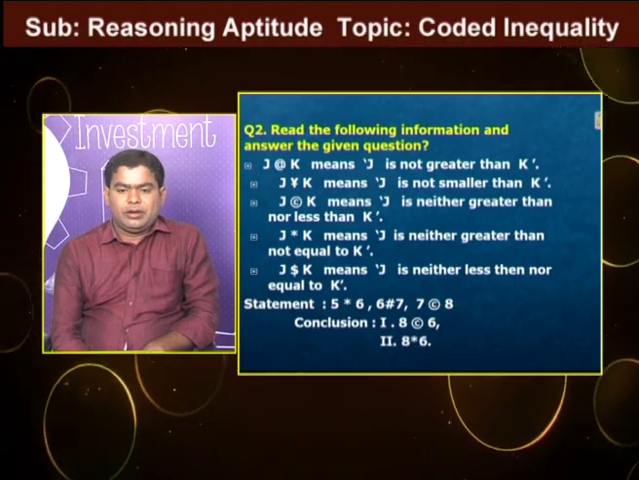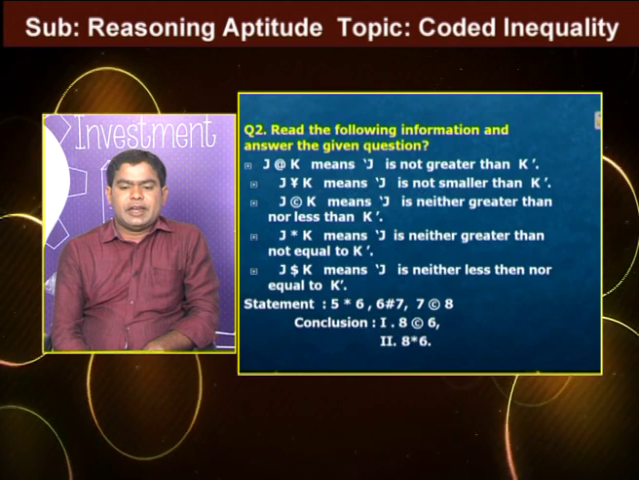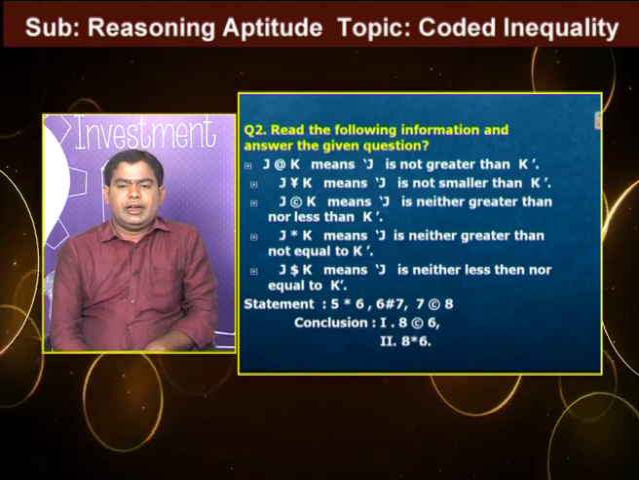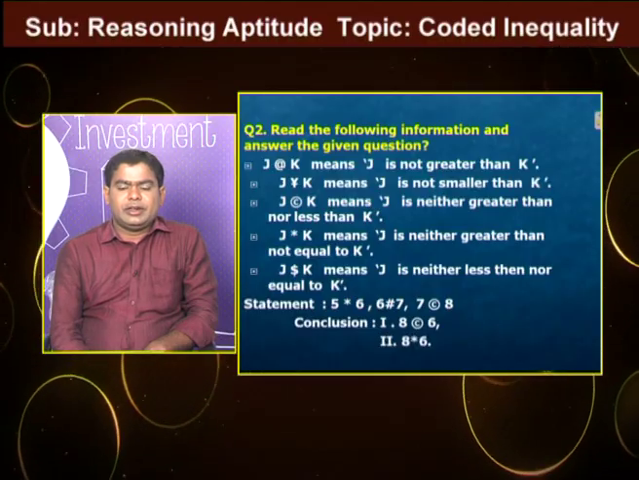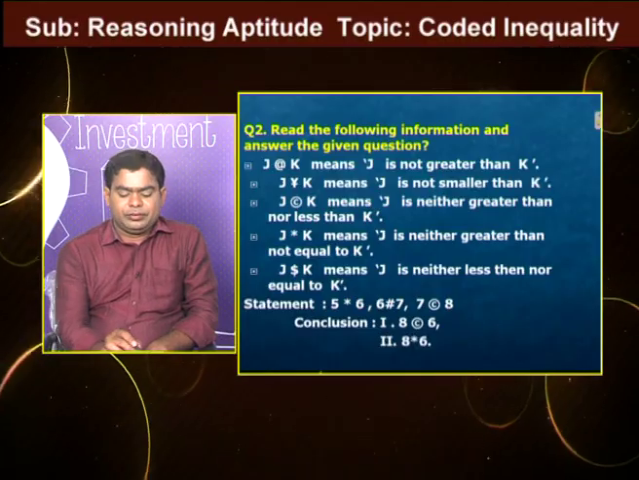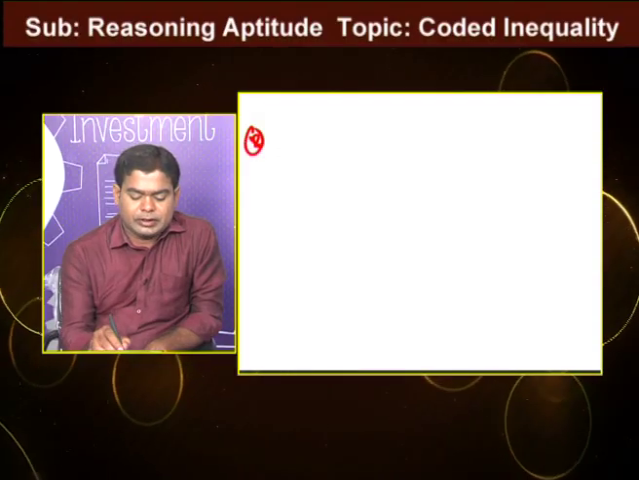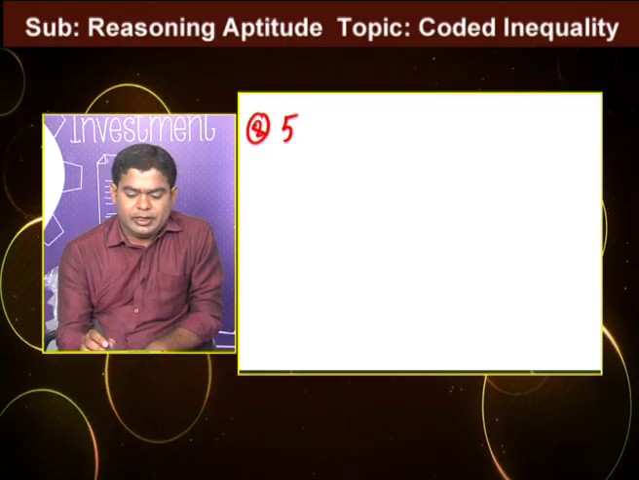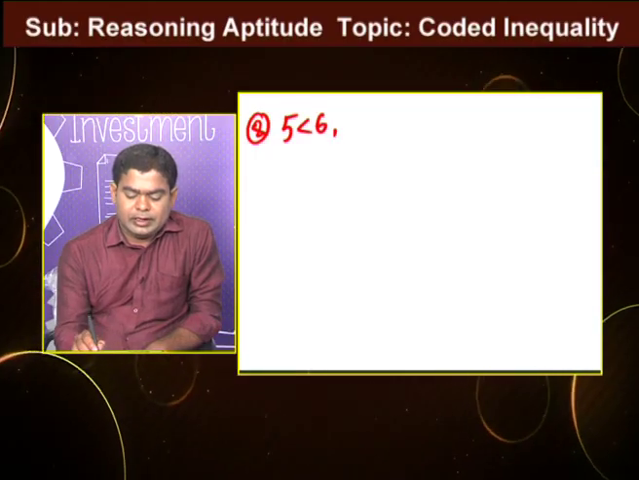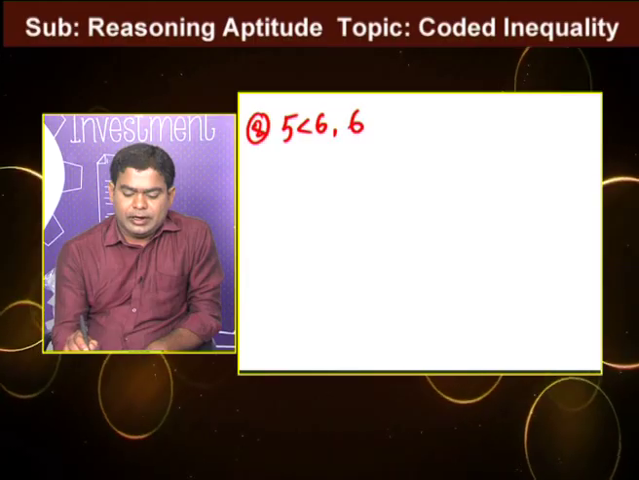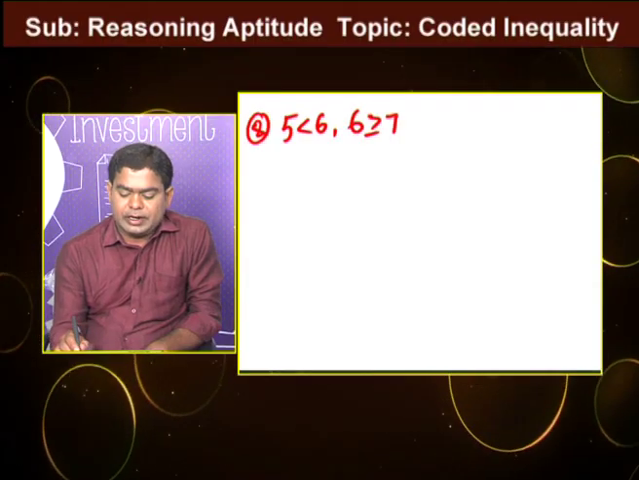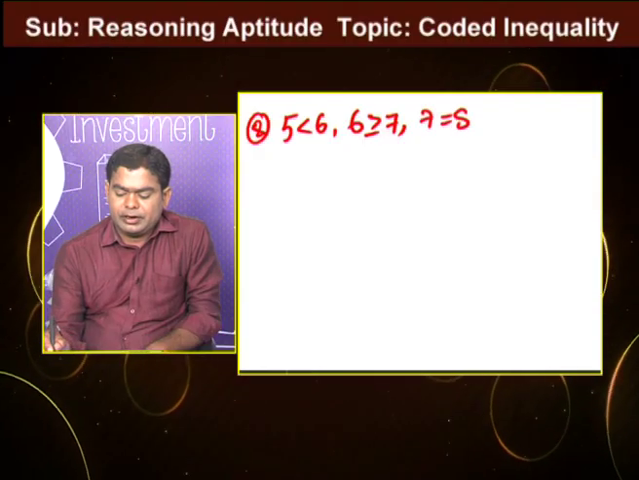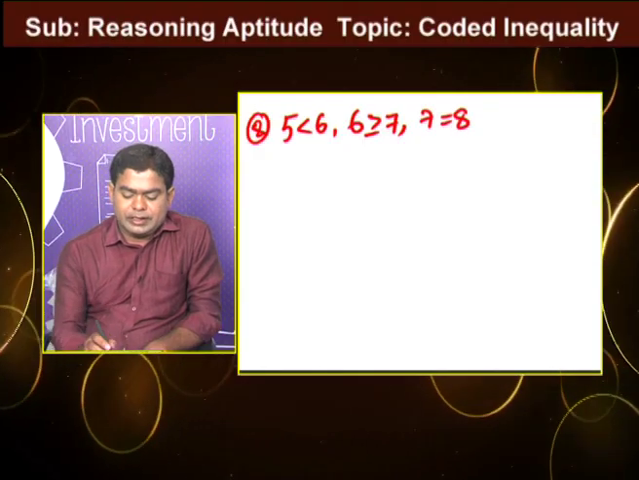Next question is 5 star 6, 6 at 7, 7 copyright 8, conclusions 8 copyright 6, 8 star 6. So solve the question. We go to the second question. The second question is 5 star 6. Star means less than. Next, 6 not equal to 7 means 6 greater than or equal to 7. Next, 7 copyright 8 means 7 equal to 8. So this is the statement.